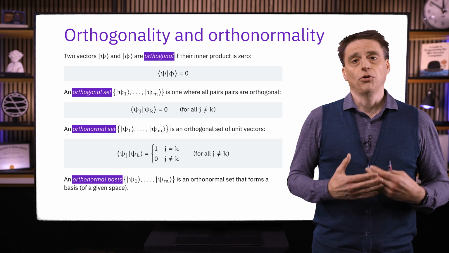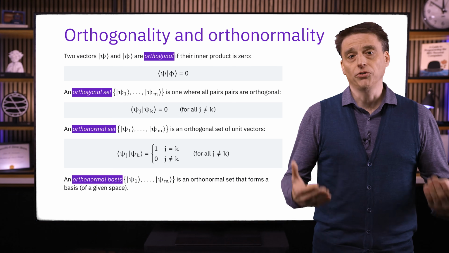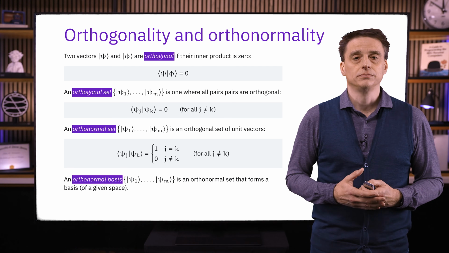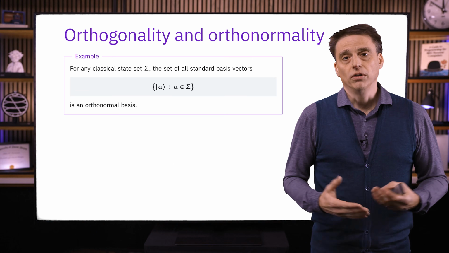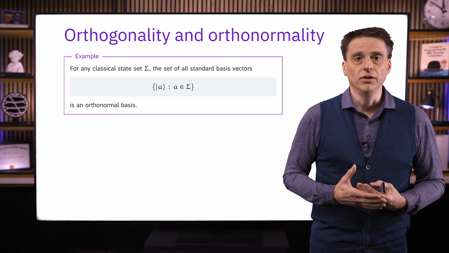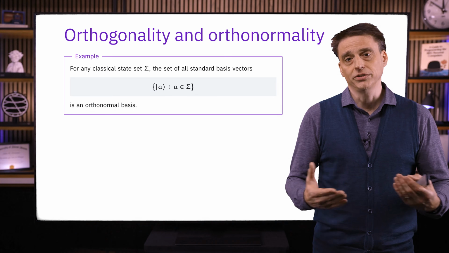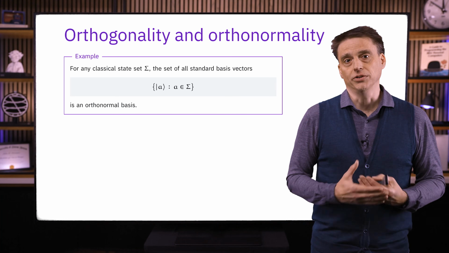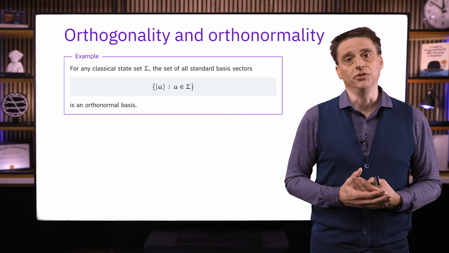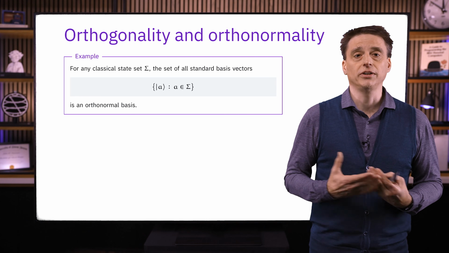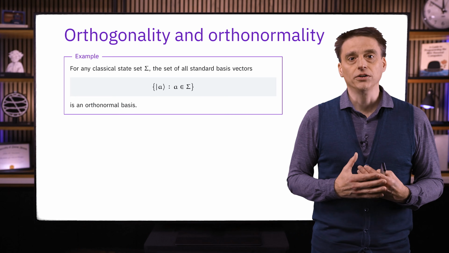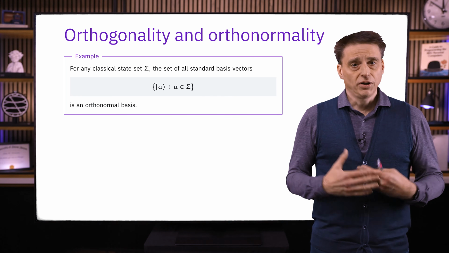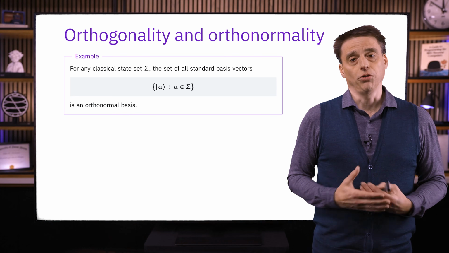And finally, an orthonormal basis is simply an orthonormal set that forms a basis for whatever vector space we're talking about. For example, if we take any classical state set sigma and we think about the set of all standard basis vectors, we see that this is an orthonormal set, and in fact it's an orthonormal basis for the space of all vectors whose entries correspond to this classical state set sigma. These are all unit vectors, and they're orthogonal in pairs, so it's an orthonormal set. And because it's a basis as well, we have that it's an orthonormal basis.